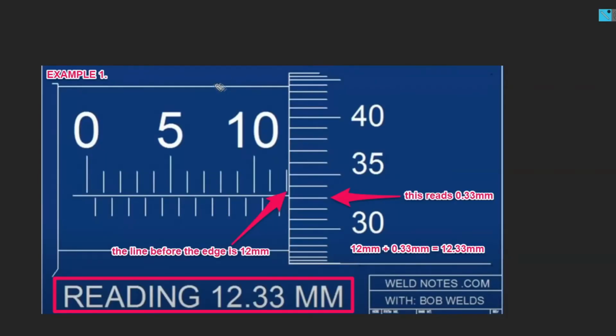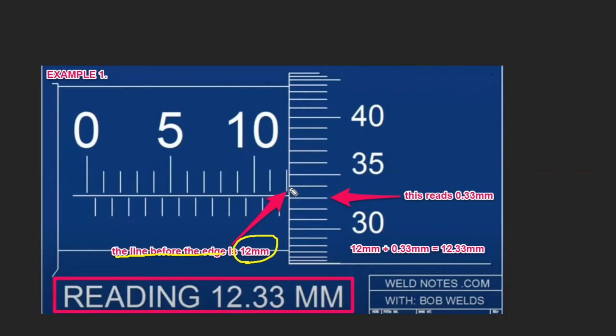Now let's look at an example of a micrometer screw gauge question. How do we measure this right here? It's quite simple. Remember, we need to measure from the edge, so the edge is very important in the measurement of a micrometer screw gauge. The final line before the edge, as you can see, is 12 millimeters. 10, 11, 12. So we know it's not 12.5 millimeters, it's not 11.5 millimeters, it's 12 millimeters.